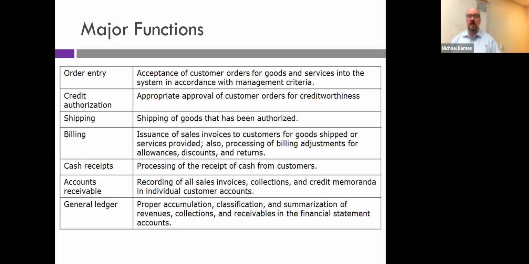Then there's going to be the billing. That's where we send the invoice out to your customer and say, here's what's owed. And the customer hopefully will make payment on that. When they make payment, it's going to be the cash receipts. And then all of these transactions subsequently get recorded in accounts receivable and general ledger. So the accounts receivable is generally going to be at the subsidiary level, what the individual entity is. So whoever the customer is. General ledger is going to be at an aggregate level.